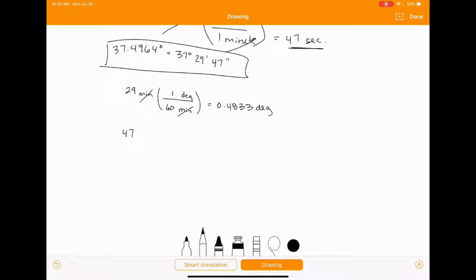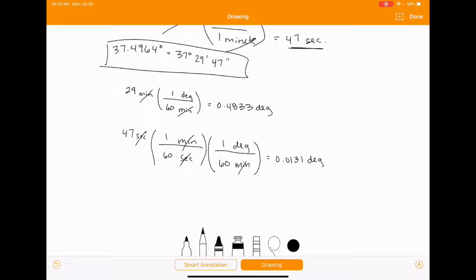So we've got 47 seconds. And we know that there are 60 seconds in 1 minute. So then our seconds will cancel. We'll be left with minutes, but we need to get to degrees. So we know that there are 60 minutes in 1 degree. Our minutes will then cancel with each other. And we'll be left with 0.0131 degrees.